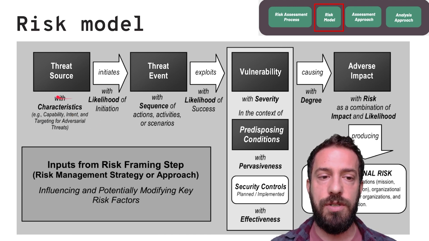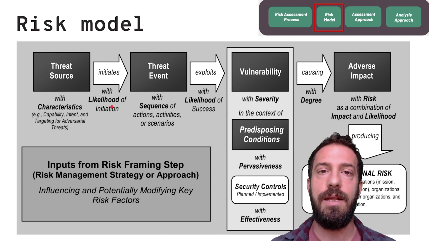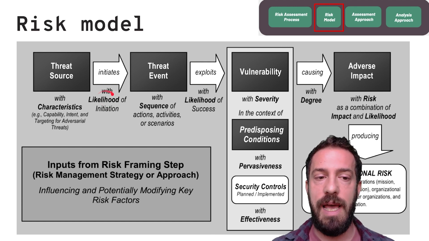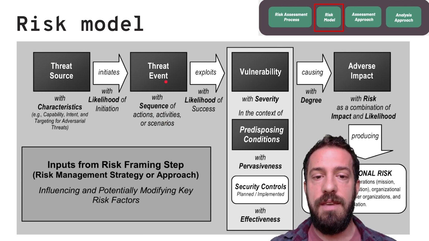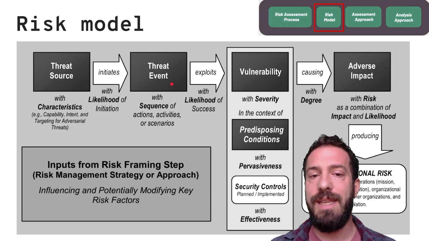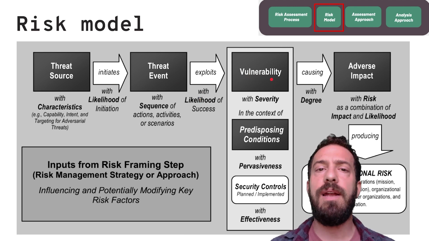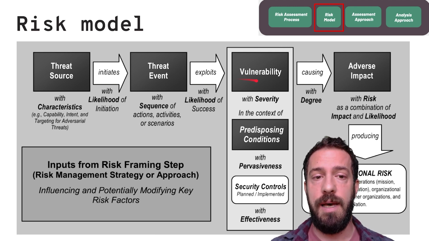and the threat source will initiate with some likelihood. Some nation states will be less likely to initiate that compared to a cyber criminal for ransomware, for example. So there's some likelihood of initiating a threat event. And the event will have specific actions, activities, or scenarios. For the threat to become something impactful, it has to exploit, with some likelihood again, a vulnerability. A vulnerability could be a buffer overflow, or a hard-coded password, something that exists in our systems that can be exploited by the threat actor.